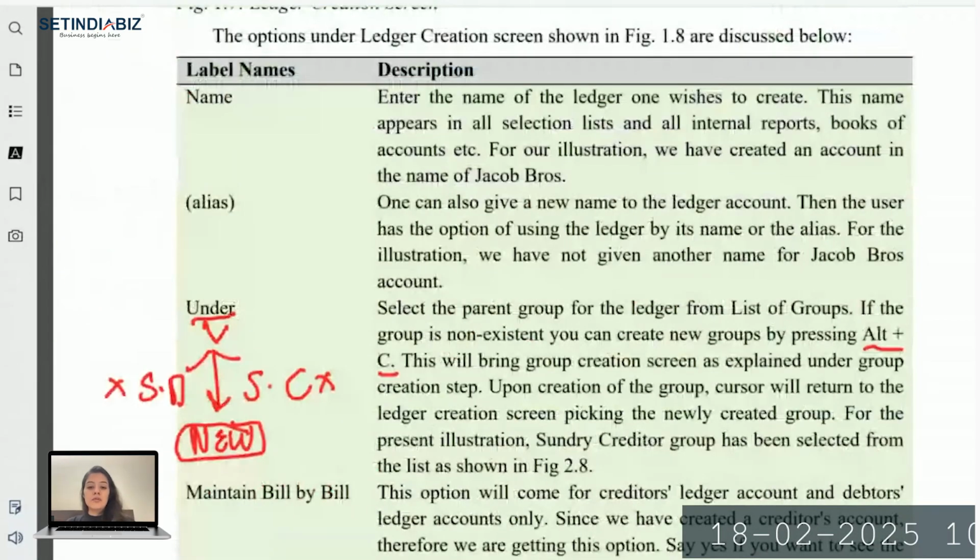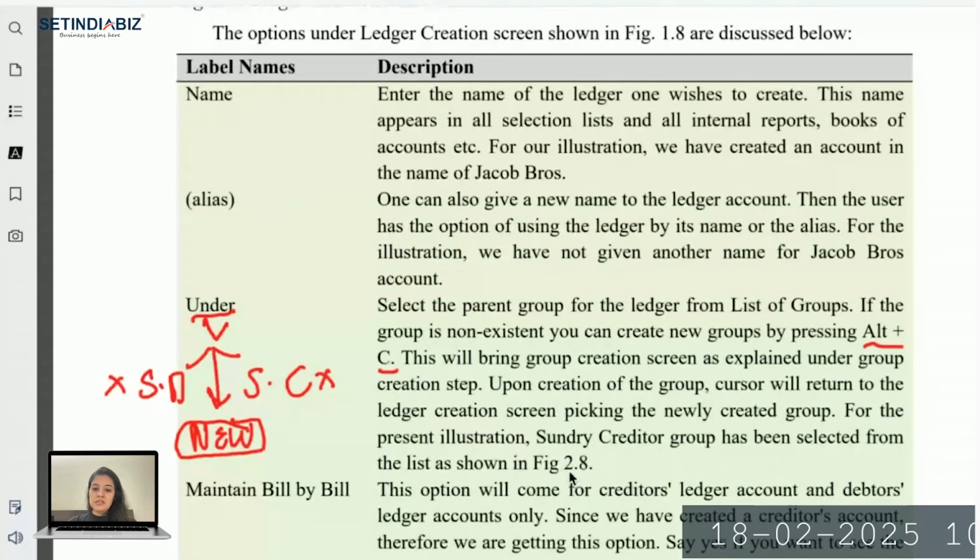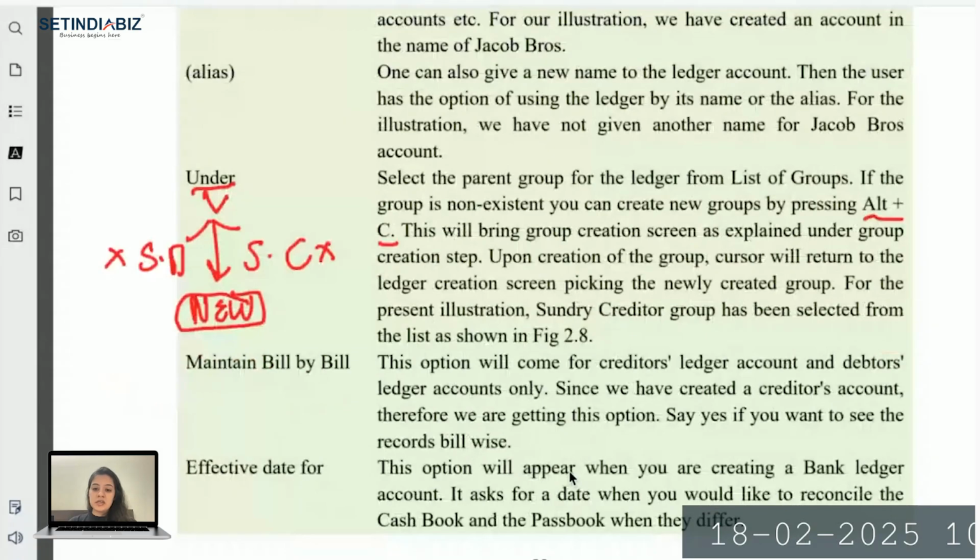So this is the keyboard shortcut for creation of a parent group. This will bring a group creation screen as explained under the group creation step. Upon creation of the group, the cursor will return to the ledger creation screen, picking the newly created group. For the present illustration, sundry creditor group has been selected from the list as shown. Now this option will come for creditors ledger accounts and debtors ledger accounts only.